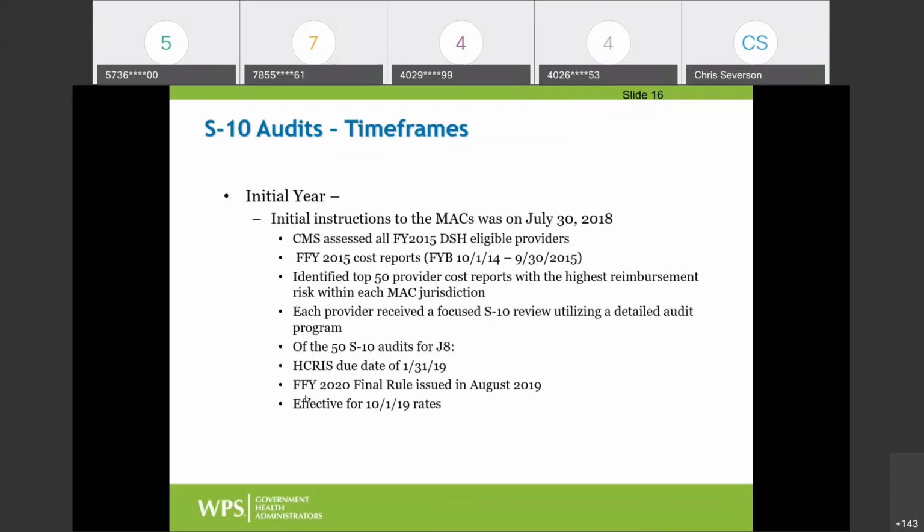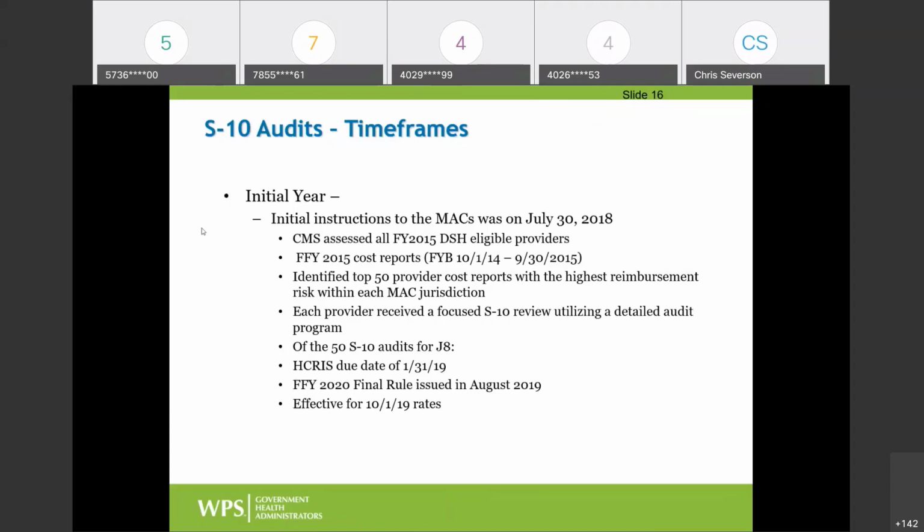So the initial instruction that the MACs got about this first year of S10 audits was way back on July 30th of 2018. To start off, CMS said they realized we weren't going to be able to review every single provider at that time. So they took a look at all of the 2015 DISH eligible providers, and they identified the top 50 cost reports per MAC. So we as WPS, we have 2 MACs. We had 100 total units.